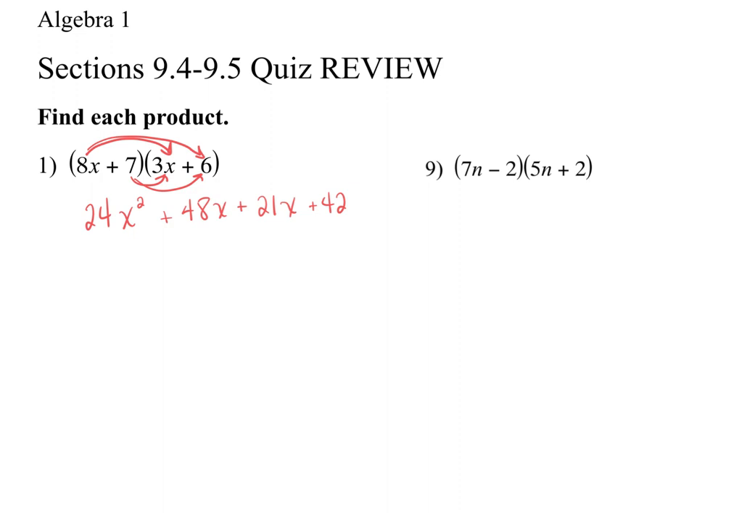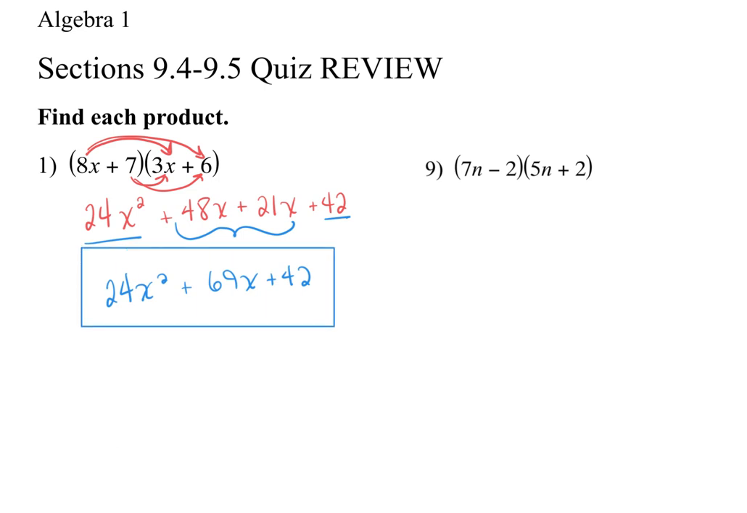At this point, we want to simplify and make sure it's in standard form. 24x squared goes first. Our 48 and our 21 give us 69x. And then our 42 does not combine with anything, so this would be our final answer right here.